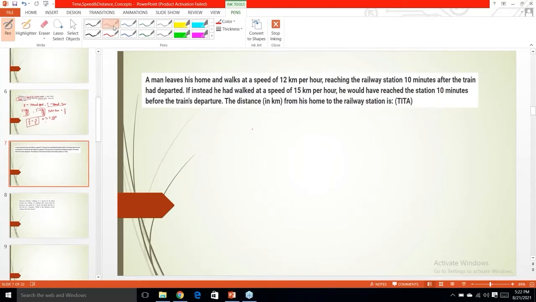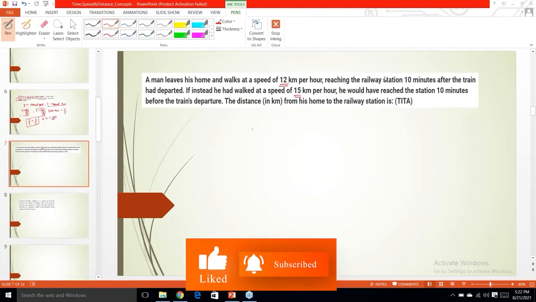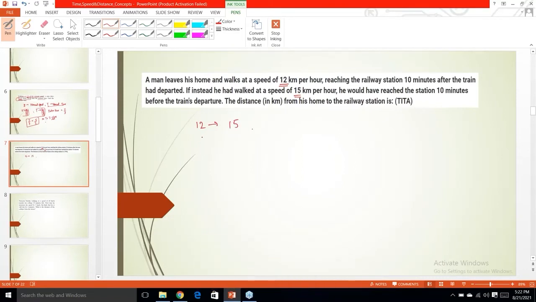So he changes his speed from 12 to 15. If he changes his speed from 12 to 15, what is the ratio in which he's changing? He goes from 12 to 15, so if this was V, this is 5V by 4. The speed is changing by 25%.